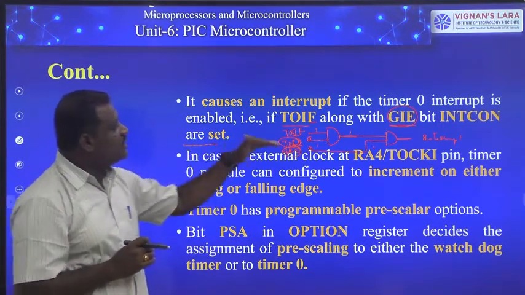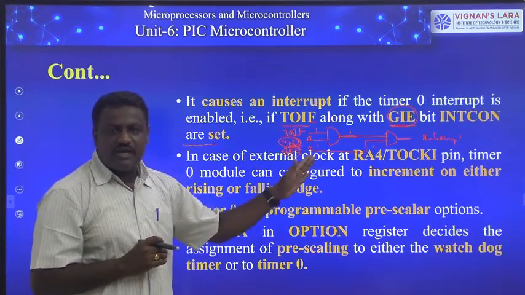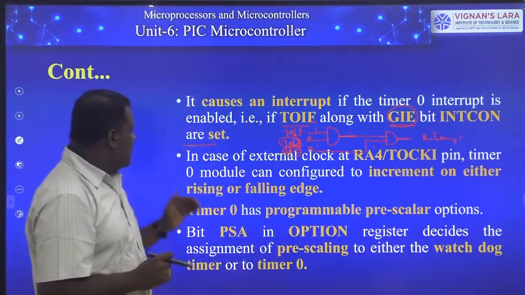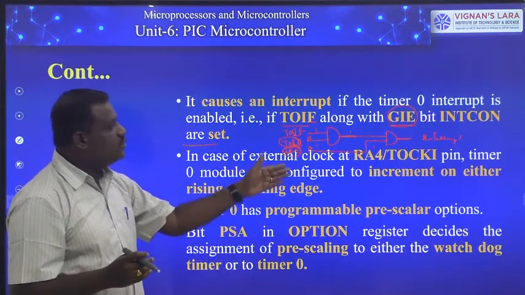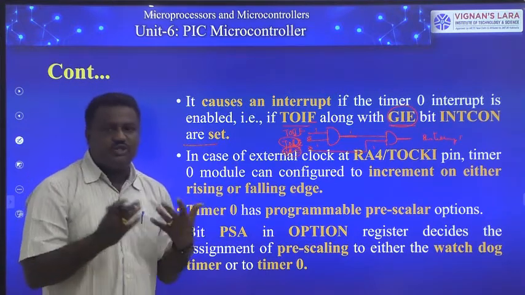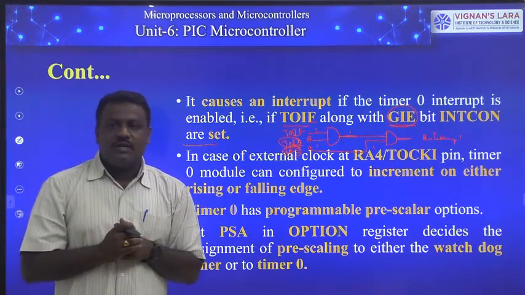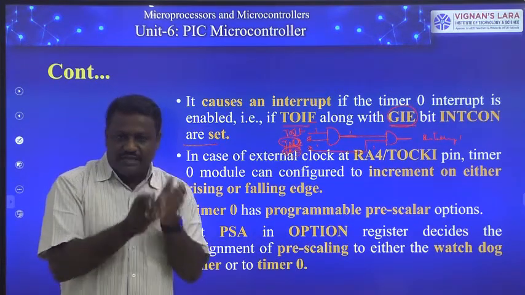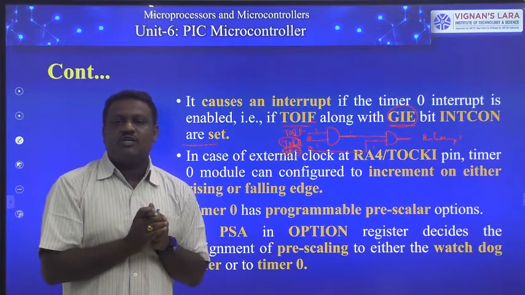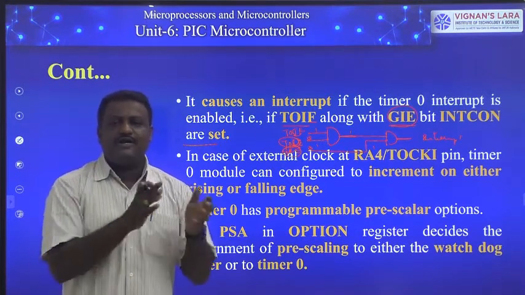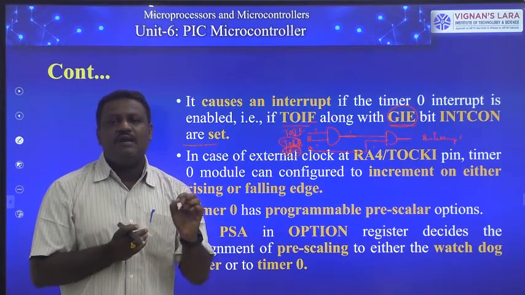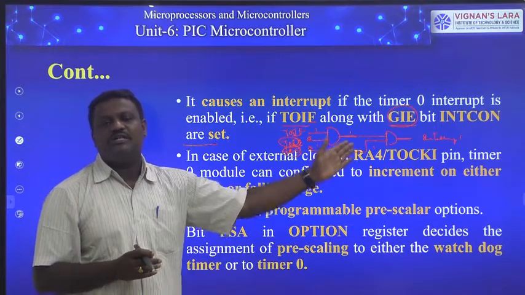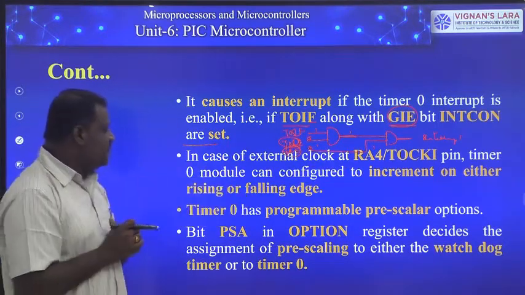In the case of an external clock at RA4, whose alternate function is the T0CKI timer 0 clock input pin, the timer 0 module can be configured to increment on either the rising edge or the falling edge. That means timer 0 considers the external clock based on the triggering edge: it will consider the clock either at the rising edge or at the falling edge at the pin RA4, whose alternate function is timer 0 clock input, T0CKI. So that's the meaning of this.